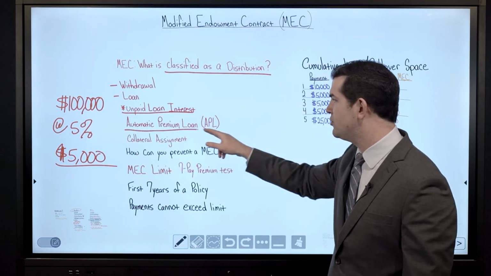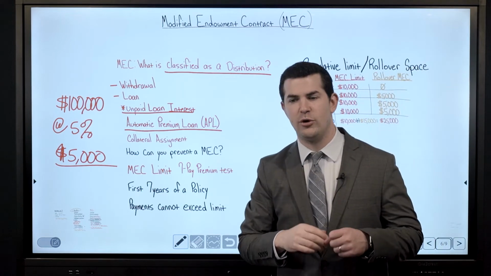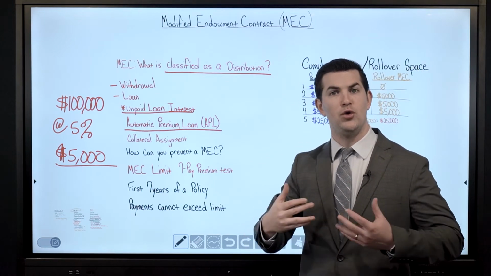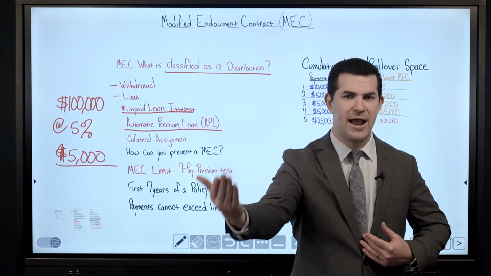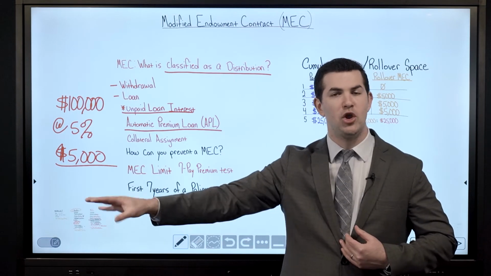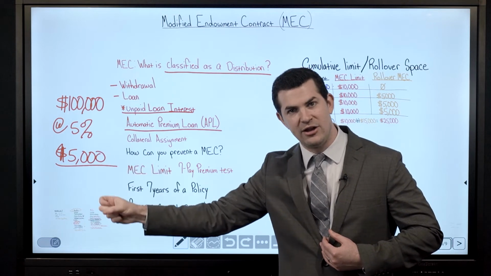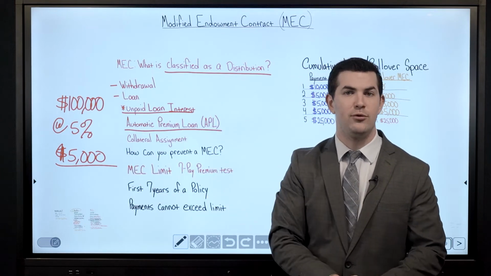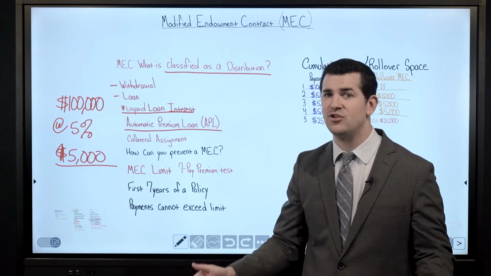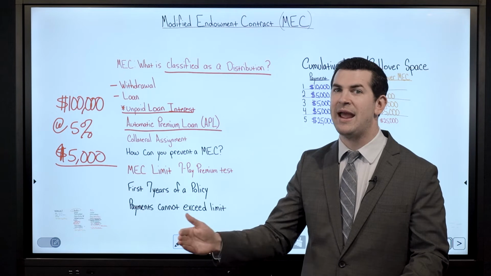Automatic premium loans, the APL. This is a case where your base premium is due, but you don't pay it. You do not pay any money out of pocket to cover that base premium. You elect to have the policy take an internal loan to pay the premium for you. With a modified endowment contract, that premium will be taxable for the year.